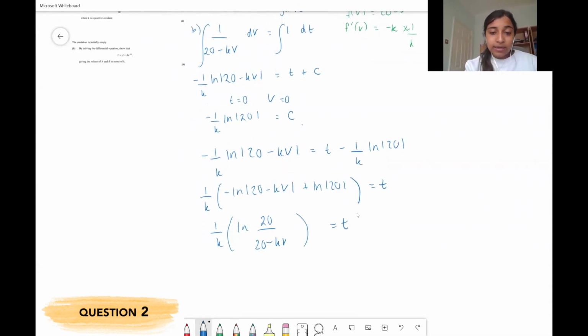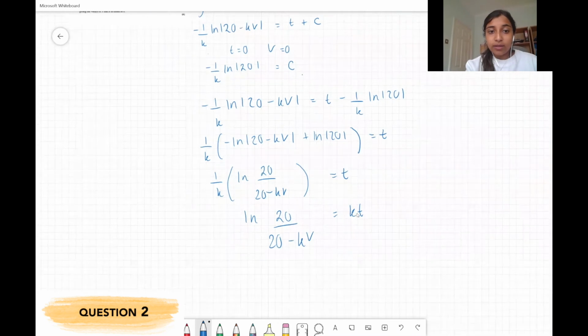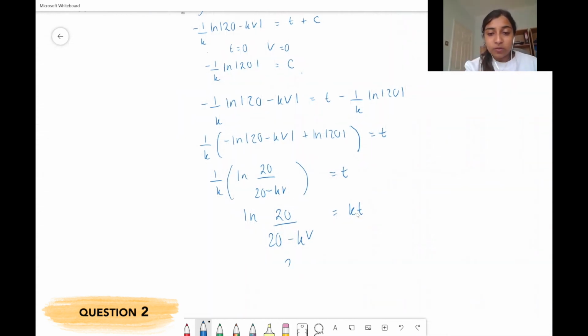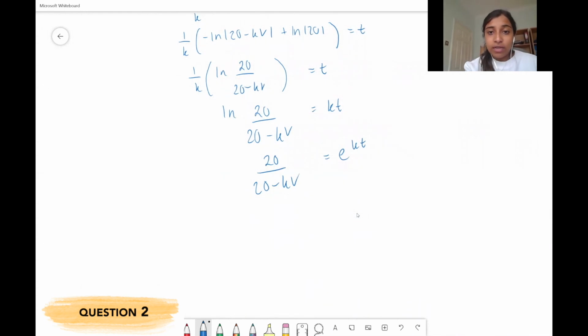So now we can multiply k by both sides. So we'd have ln of 20 over 20 minus kV is equal to kt. So then we can take the exponent of both sides. So we'd have 20 over 20 minus kV is equal to e to the power of kt. And then if we divide both sides by e to the power of kt and times both sides by 20 minus kV, we'd have 20 over e to the power of kt is equal to 20 minus kV.